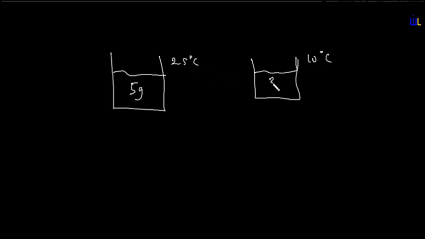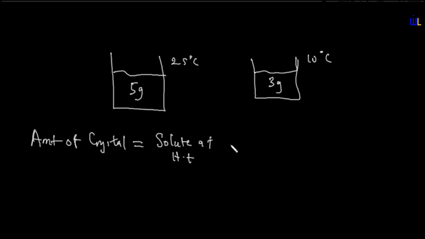So what will be inside here? It'll be like 3 grams. Are you people still following me? Yes, sir. Now, if I ask you, what is the amount that came out of this solution? Who can tell me? What is the mass that came out? 2 gram. Exactly. And that's what we refer to as the amount of crystal. So the formula for amount of crystal is solute at higher temperature minus solute at lower temperature. And that's that.